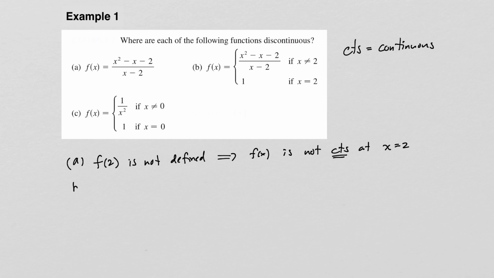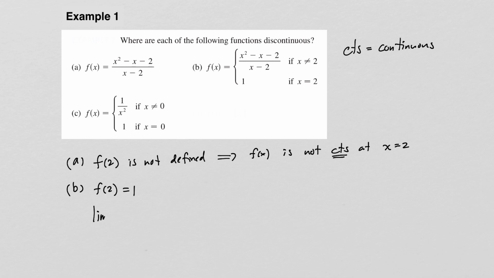In the next function, you can see that f of x is defined for all values of x. Basically, this function is the same as this one. So if x is not equal to 2, we use this function. If x equals 2, we say that f of 2 is equal to 1. So for that function, f of 2 is defined. It is equal to 1.